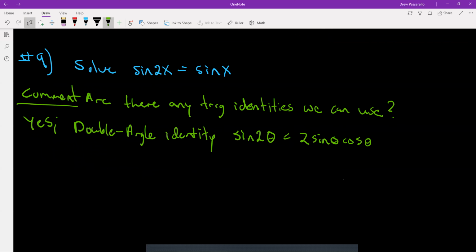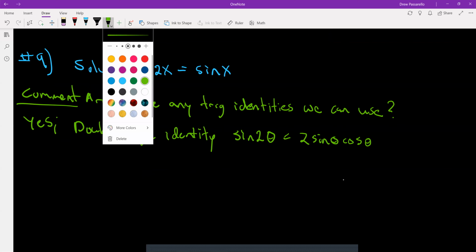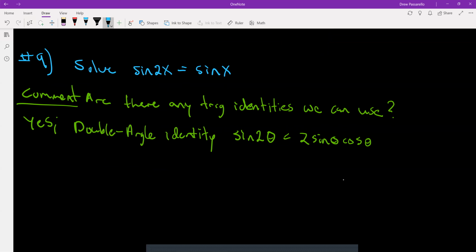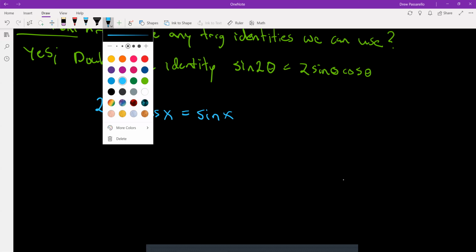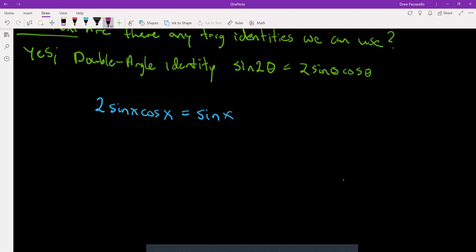So we can change this. Instead of sine of 2x, it's 2 sine of x cosine x, and then equals sine x. Then we're going to put everything on one side of the equality, so it equals 0 on the other side.